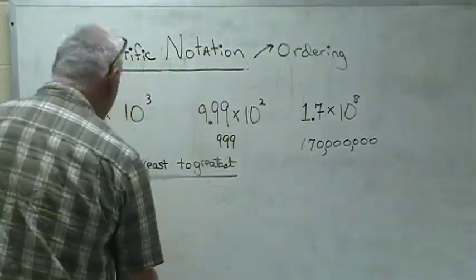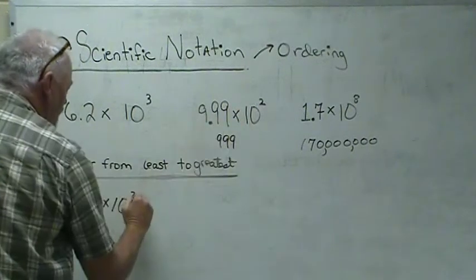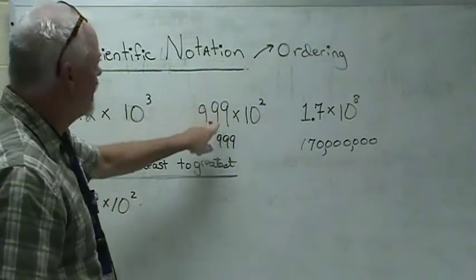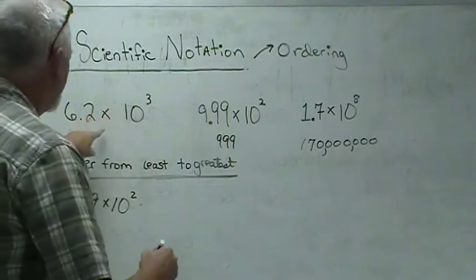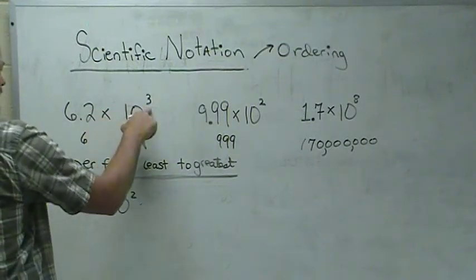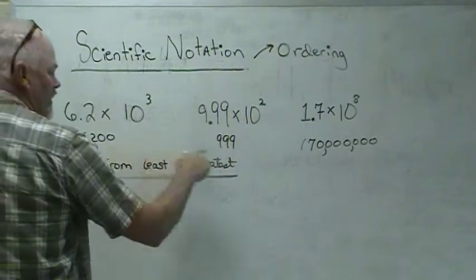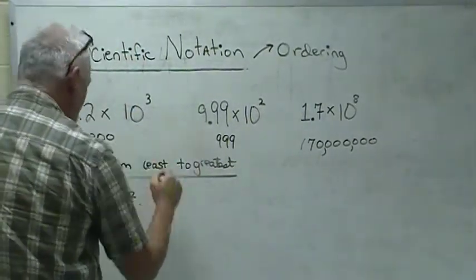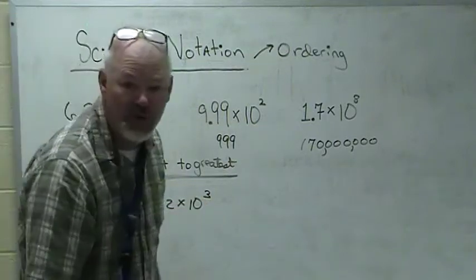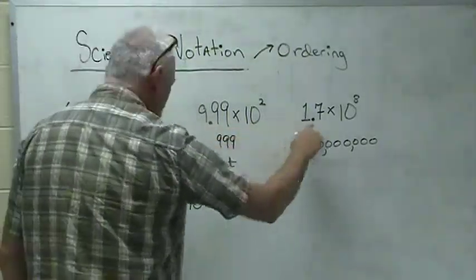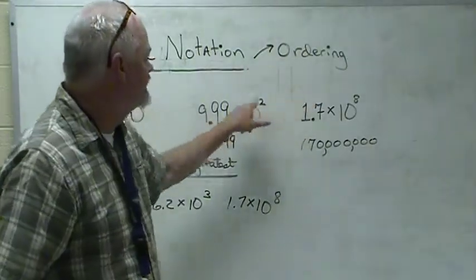Look at the exponent. So the first number, ordering from least to greatest, would be 9.99 times 10 squared. Anything to the second power is called squared. So that one's gone. Now we look at the exponent. This has a 3. This has an 8. This is definitely the smallest. If I changed it, move the decimal 3 places, 6,200. So 999, 6,200, or 170 million. So the next one is 6.2 times 10 cubed. Anything to the third power is called cubed. And then the biggest one is 1.7 times 10 to the 8th power. Look at the exponents, guys.